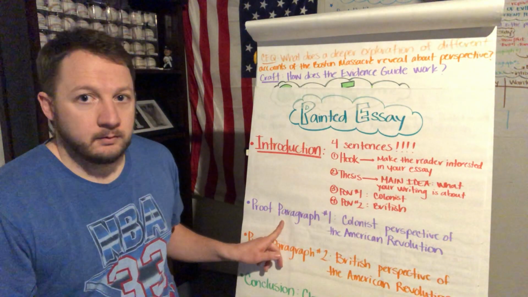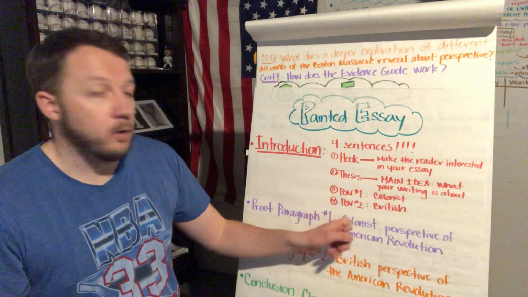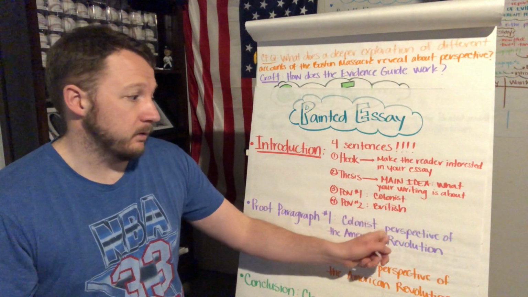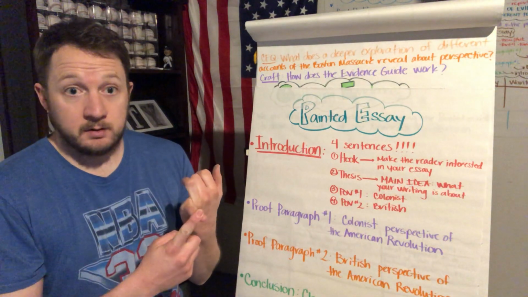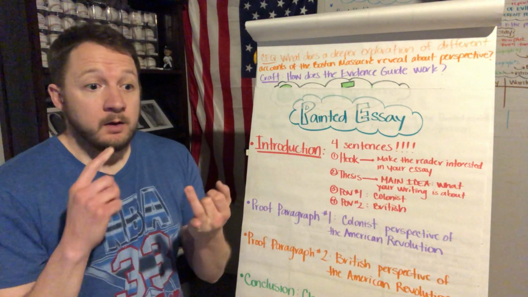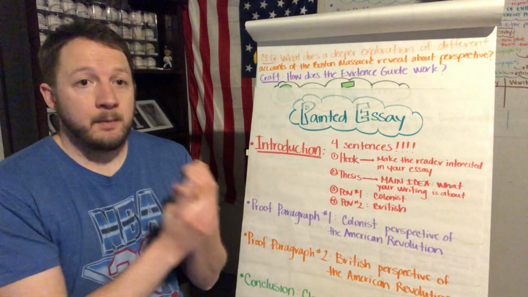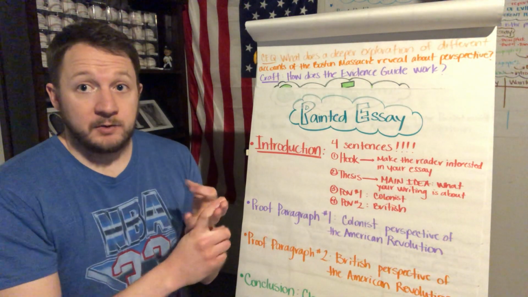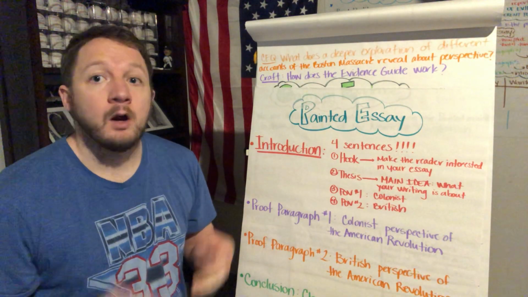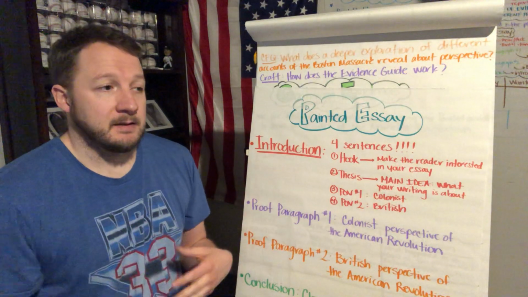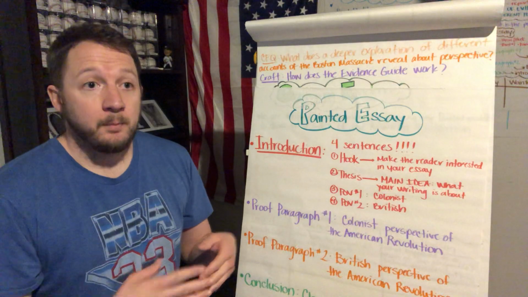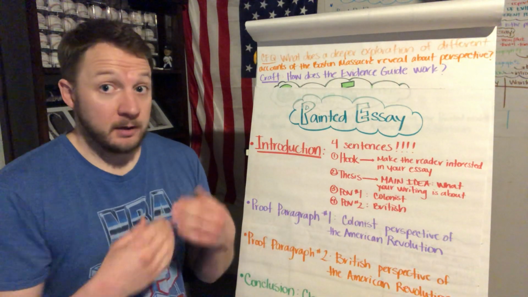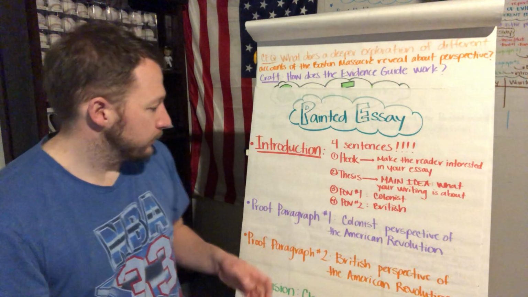Your proof paragraph number 1 is going to be the colonist perspective of the American Revolution. Why the colonists wanted to go against the British, certain things that happened to them that made them do it, what happened when they actually got themselves together to fight the war, all of these things. You're going to be taking notes today, gathering your information today, but then as we go forward, you're going to keep doing that same thing.